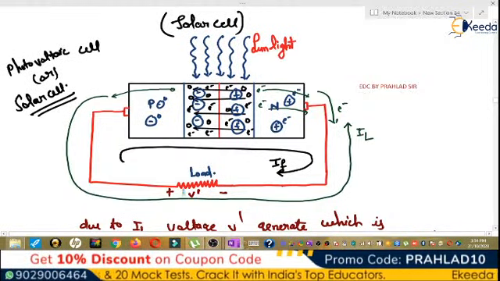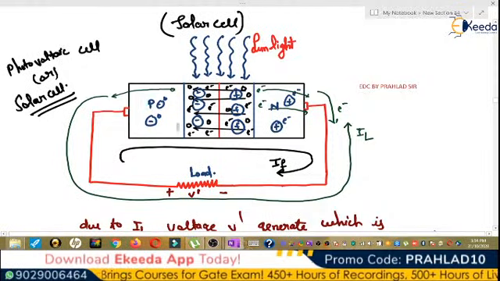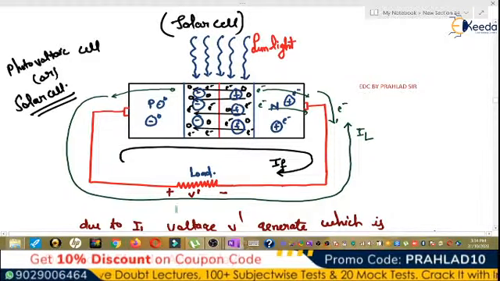In the solar cell, we don't apply a reverse bias, we just apply the load, and light is focused on the junction. Electron-hole pairs are generated, and the internal electric field in the depletion layer pushes these holes and electrons towards the load, and current flows from N to P. But it forward biases the PN junction when the voltage V dash appears across the load.